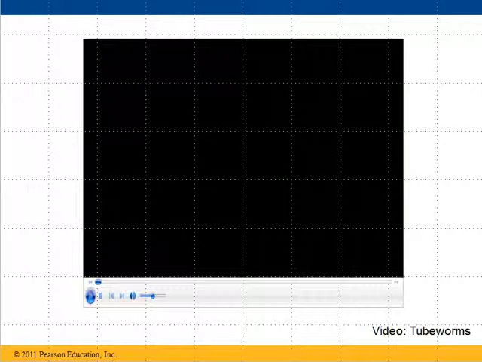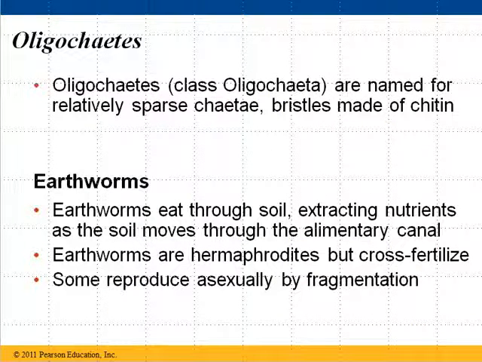The oligochaetes are named for the relatively sparse chaeta, or bristles made of chitin, so kind of like a version of hair, I guess you could say, but they have little bristles on their body made up of chitin. Earthworms are probably the best known example. Earthworms are very good for the environment. They eat through the soil, extracting nutrients as the soil moves through their digestive system, their alimentary canal. Earthworms are hermaphrodites, but they do cross-fertilize with one another. Some reproduce asexually by fragmentation. So again, we still have a fairly simple way of reproducing here.